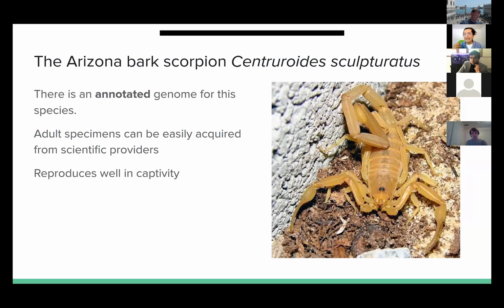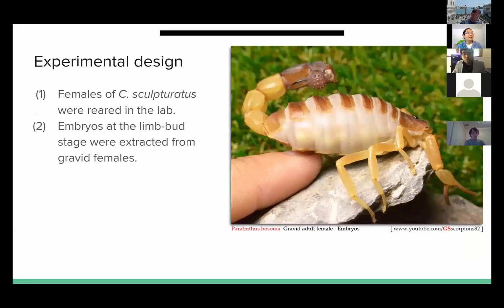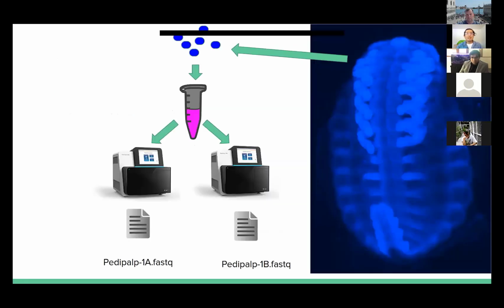And at the same time, it's a species that is easy to rear in the lab, and they can be bred in captivity with relative ease. And that is precisely what we did. We kept a series of adults in captivity for a period of time, and gravid females were identified and dissected, sacrificed, so we can extract the developing scorpion embryos from them. And we were specifically targeting embryos at the stage where the appendages are starting to develop. That is the limb bud stage.